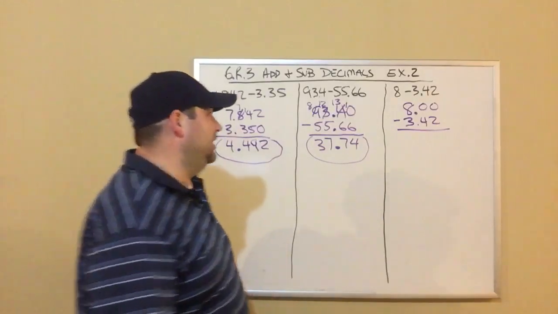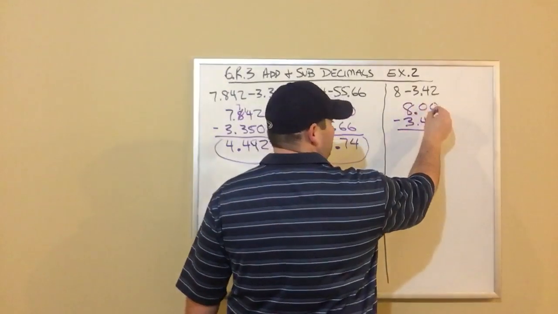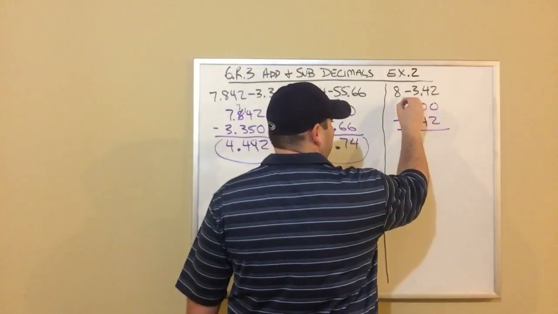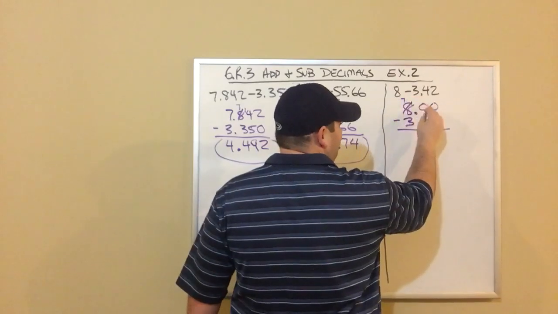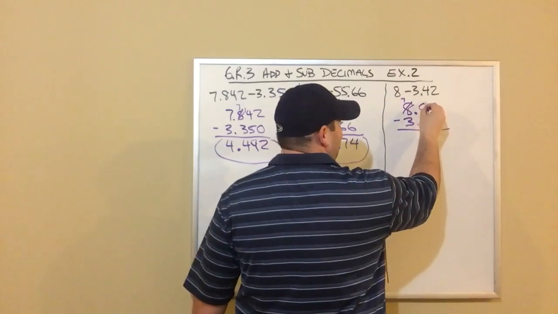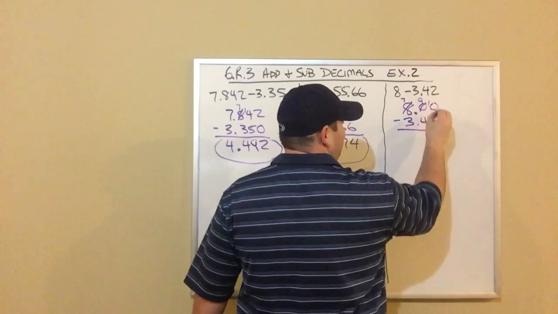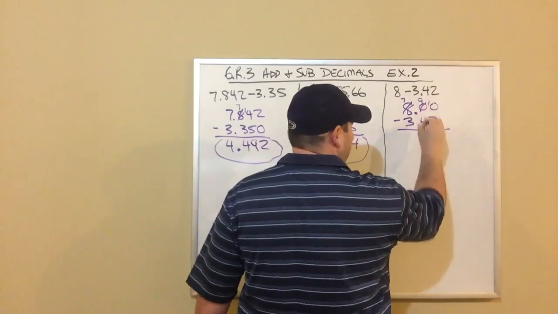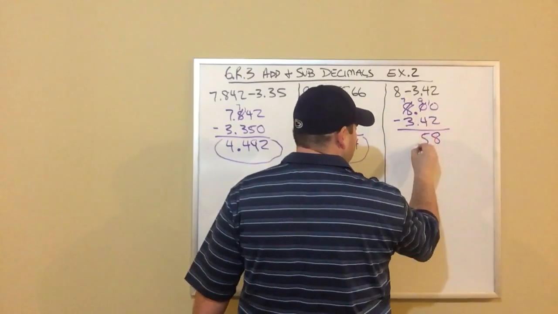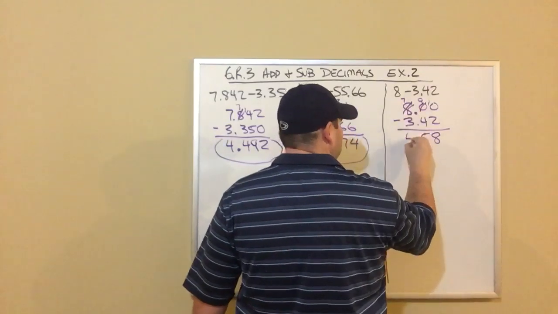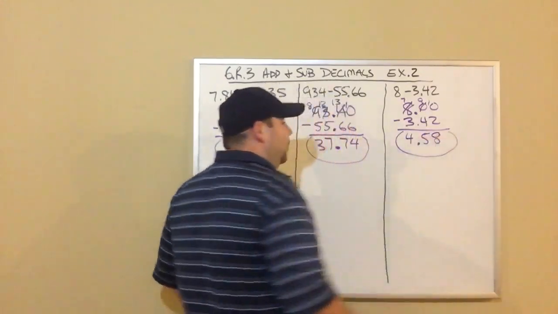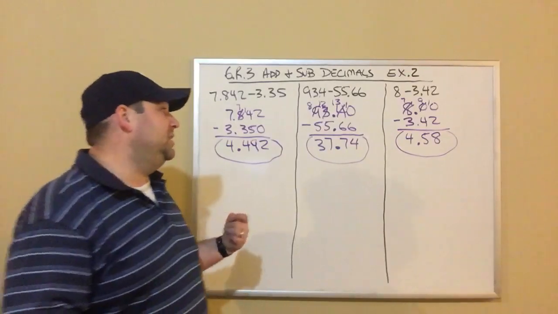Look at this one. Clearly going to have to borrow. The 0 can't borrow from 0, so it's going to have to borrow over here. That's now 7. This 0 becomes a 10, but then we got to borrow from it, so it's 9. 10 minus 2 is 8. 9 minus 4 is 5. I bring down my decimal point. 7 minus 3 is 4. And I end up with 4 and 58 hundredths, or 4.58.